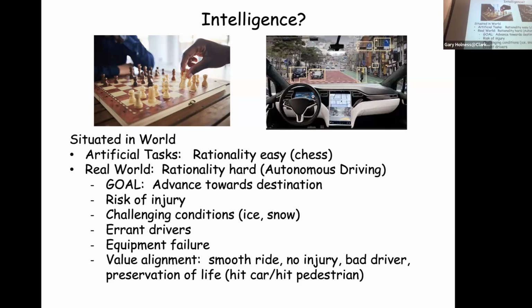But there's also this idea of what's called value alignment. Yes, you could get to your destination quickly, but is it a smooth ride? Was anyone injured? And one ethical question, suppose the car is definitely going to collide with somebody. Do you collide with a parked car on the street or do you collide with the pedestrian? Well, you have to make a decision. Now, of course, most people would say, I collide with the car on the street.